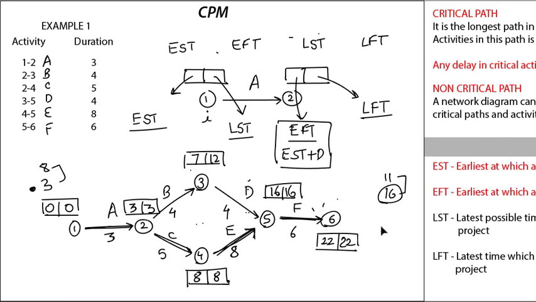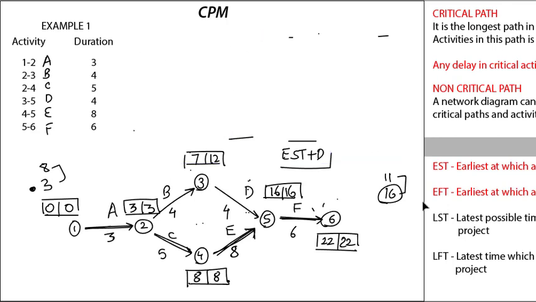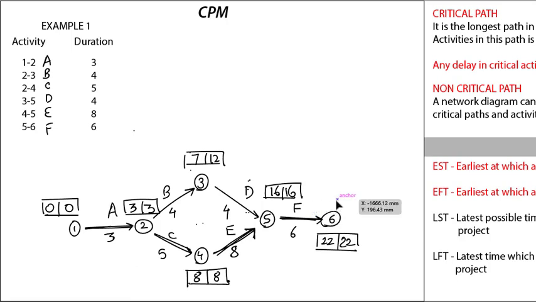So let's organize this in a particular table. You know the formula now. For forward pass calculation you should use the higher number, and for backward pass calculation you should use the lowest number. Now we have to make a chart, that is early start time.